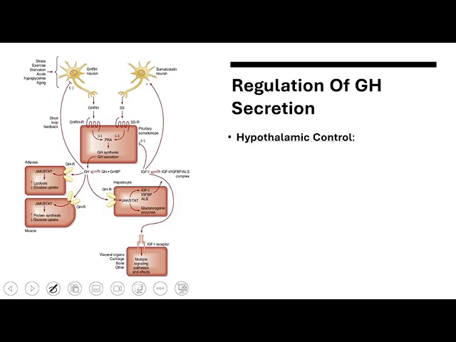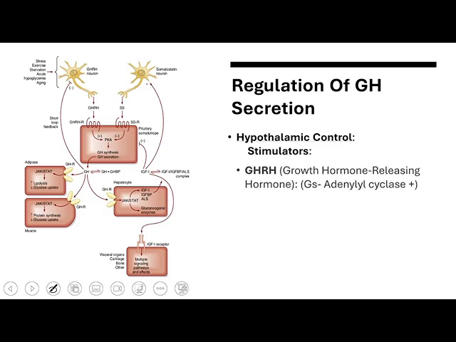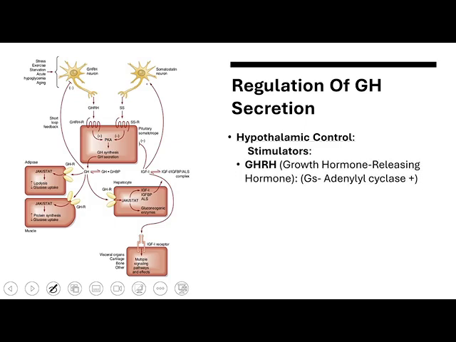So here you can see the hypothalamic control, that is, the stimulator growth hormone releasing hormone, which acts as a stimulator for the release of the growth hormone, and that acts by the GS pathway, that is, through the activation of adenylyl cyclase. And next you can see ghrelin, that is a hunger hormone, that will also stimulate the release of the growth hormone.